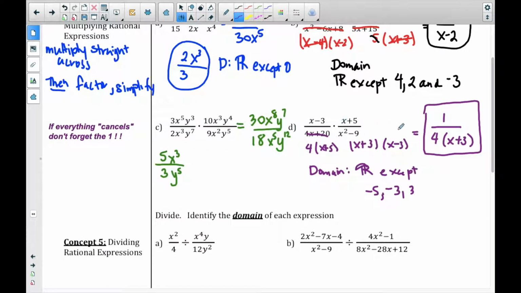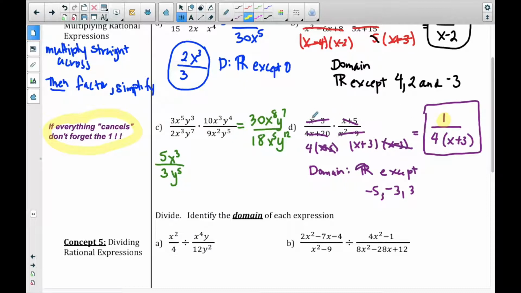On example D, I need to factor my denominators. Both my numerators are okay as they were. So factor out that denominator with a GCF, factor out this denominator with difference of squares. Now the x minus 3's cancel, the x plus 5's cancel, and notice I have nothing on the top. And so over here in the margin, make sure that you write down something about if everything cancels, don't forget the 1. Sometimes people forget that.